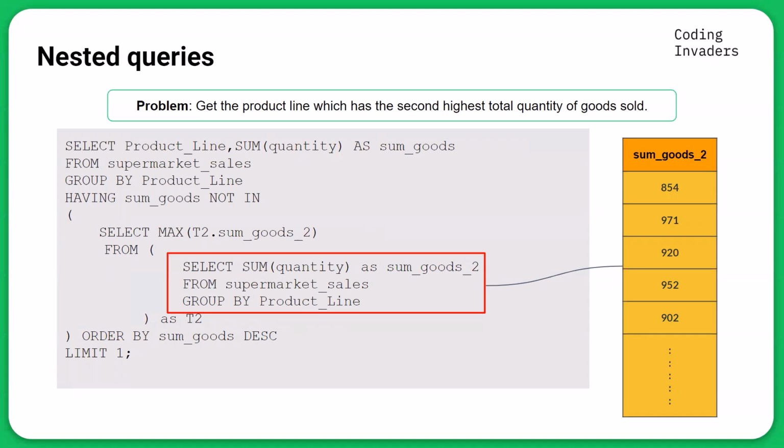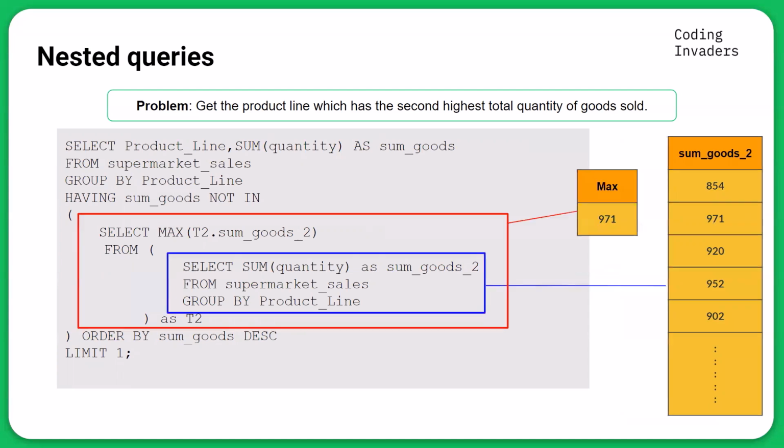Now, this subquery is written inside another query. There we have given select the max value from this smaller inner query table. As you can see, the blue box, the inner query, results in all the total quantities for each product line. Now, the outer query, which is the red box, what are we doing? We are just getting the maximum from this smaller inner table.